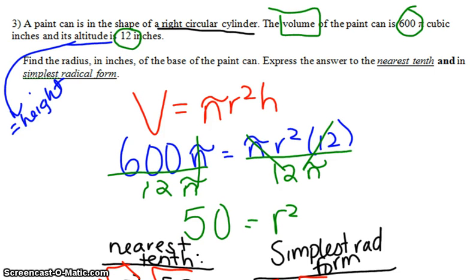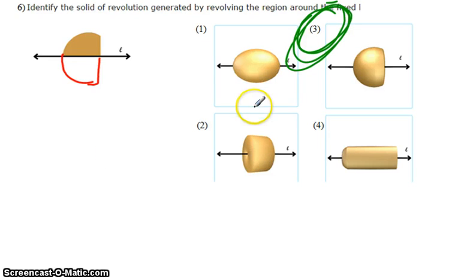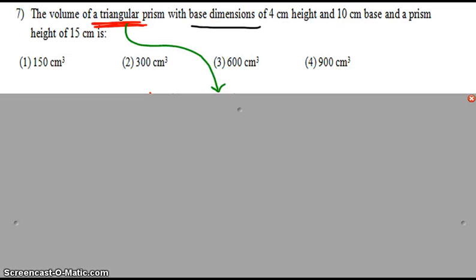Oops, wrong way. And then 5, we also said if we treated our revolution line as an axis of symmetry, this shape would look like that, and this completed figure looks best like choice number 3. Number 7 says the volume of a triangular prism with a base dimensions of 4 centimeters and a height of 10 centimeters and a prism height of 15 centimeters is.